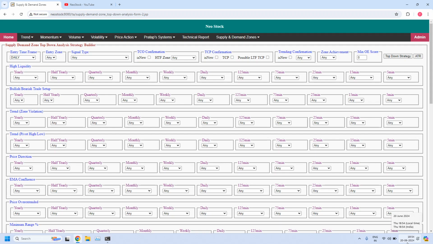In this video, let us generate supply demand zone reports with the help of NeoStock software. So we are going to generate reports based on stocks near demand and supply zones. We will also identify daily and 75 minutes high liquidity zones. We will also identify NIFTY and BANKNIFTY supply demand zone chain.